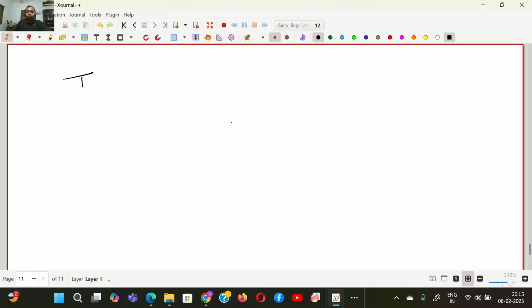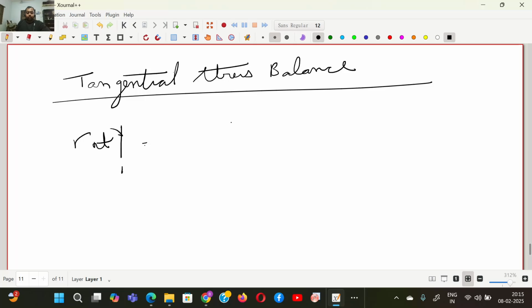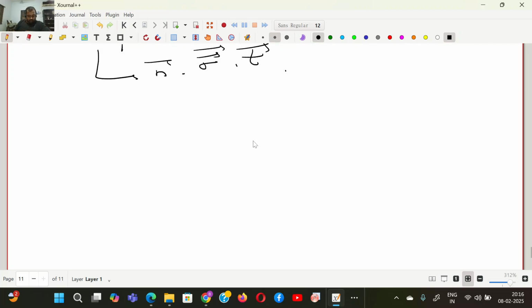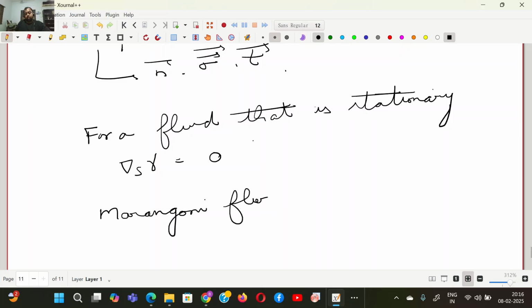So likewise, you can do tangential stress balance also. Tau nt at 1 is equal to tau nt 2 plus t dot grad_s gamma. This is nothing but n dot sigma dot t. For a fluid that is stationary, the surface gradient of surface tension is 0. And there is something called Marangoni flow where this is not equal to 0. Anyway, not going into details.